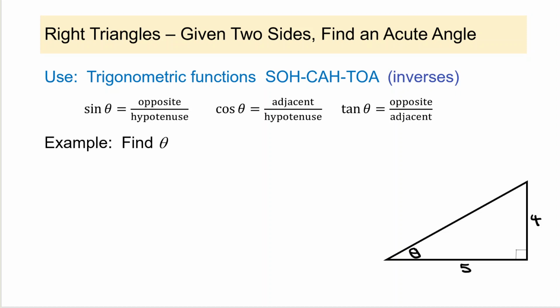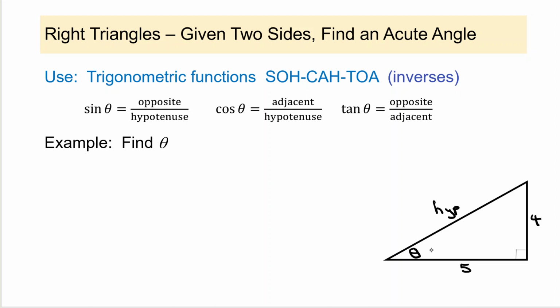So again, we're going to start by labeling everything relative to the angle we're worried about, which in this case we don't know what it is, but it's theta. So let's label our sides. So opposite the 90-degree angle is the hypotenuse.